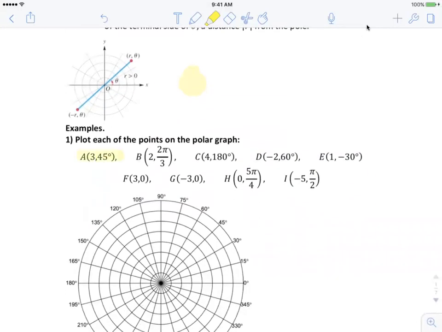What if we want to do (3, 45)? So if I want to plot that point, what I'm going to do is find the angle 45 degrees and then go 3 units out.